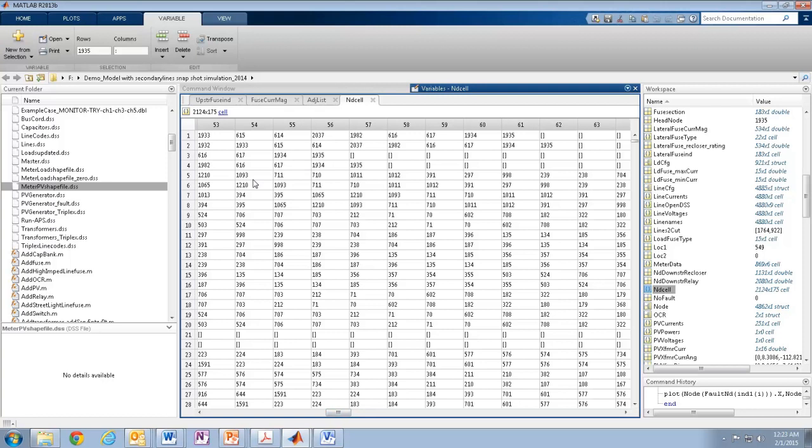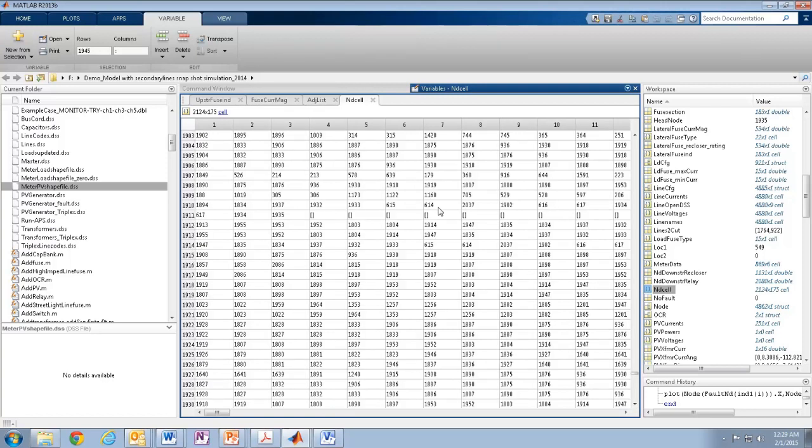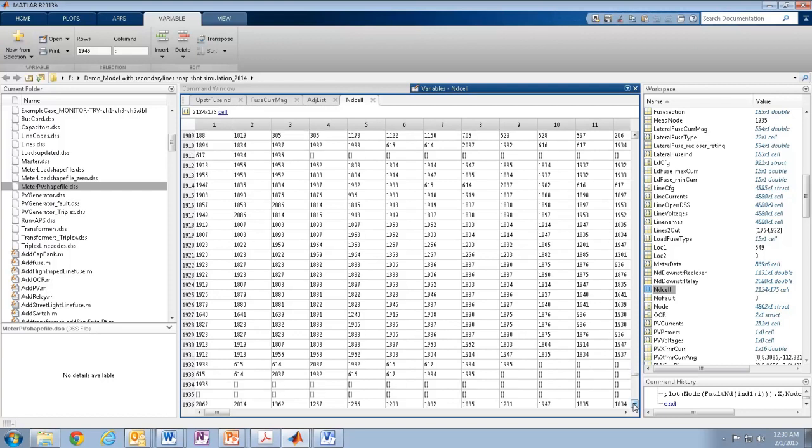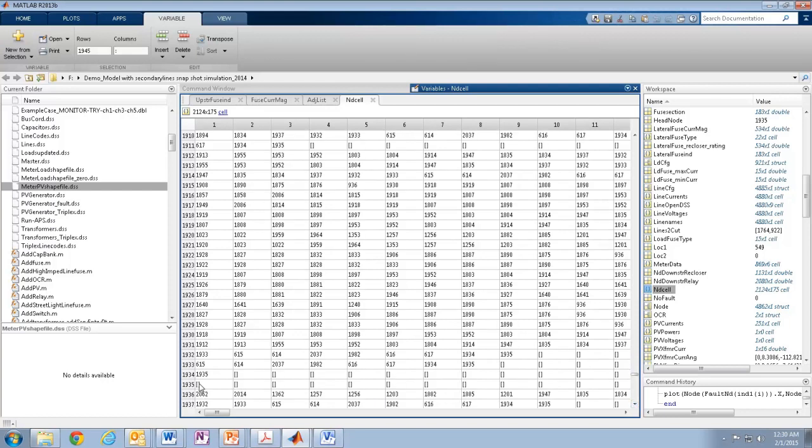If you look at row 1935, it should not have any entry because we expect that to be the most upstream node. So 1935 is right here, and clearly there is no entry here. 1934 has just one entry. That is probably the second most upstream node. It's only connected to 1935, and there is nothing more upstream than 1935.